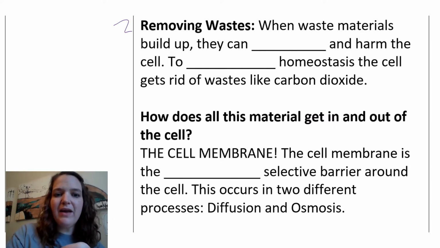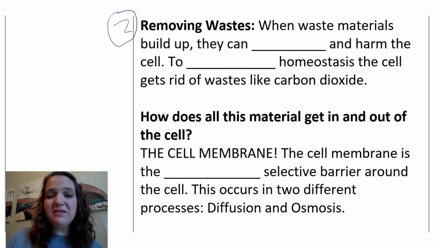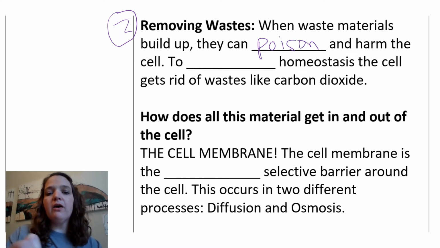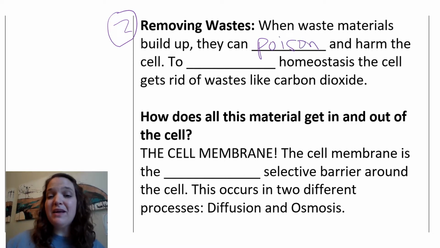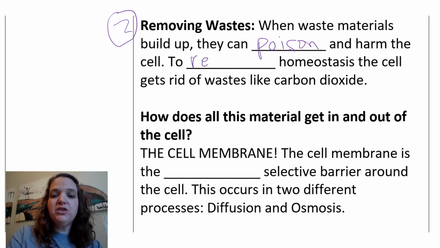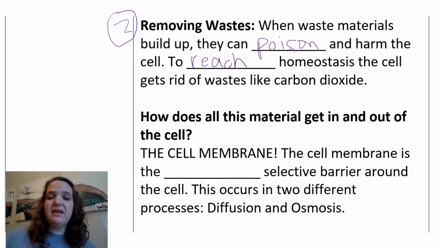The next way that cells maintain homeostasis is by removing wastes. So when wastes build up, they can actually poison or harm the cell. So we don't want any cell to have too much waste inside the cell. That is going to cause the cell to die. So to reach homeostasis, or that nice balanced life, the cell needs to get rid of any kind of waste like carbon dioxide.